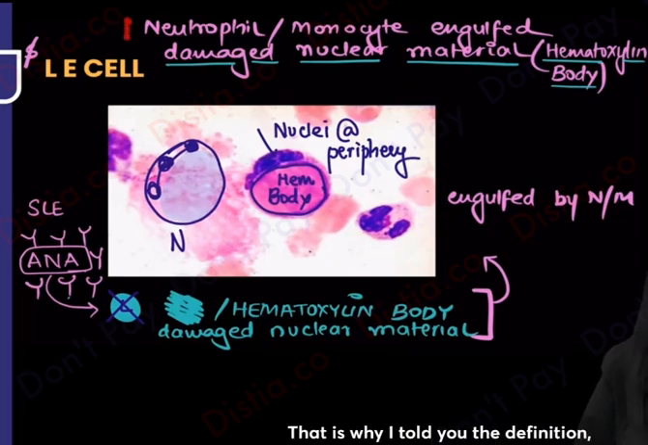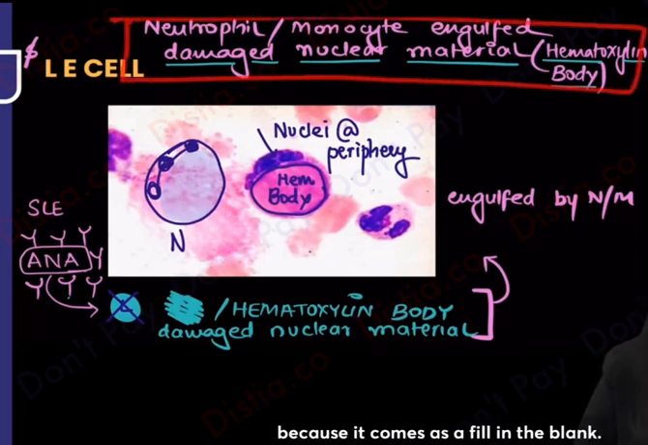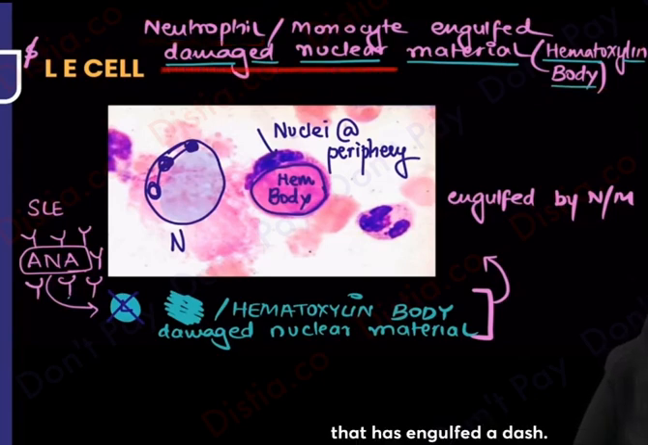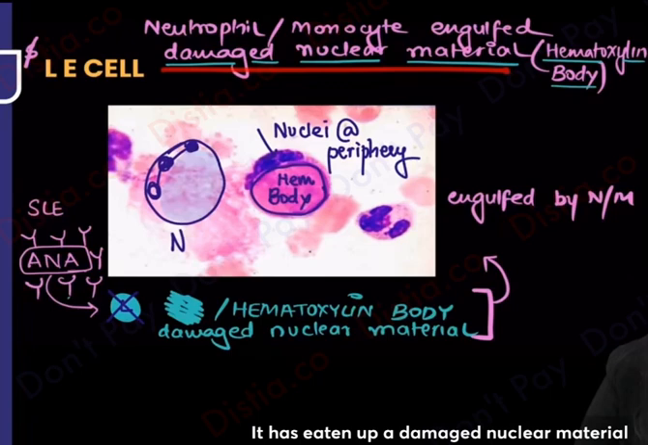That is why I told you the definition right in the beginning, because it comes as a fill in the blank. LE cell is a dash, neutrophil or monocyte, that has engulfed a dash. It has eaten up a damaged nuclear material, which is a hematoxylin body.